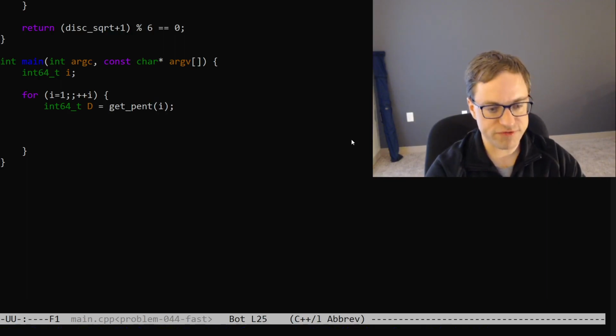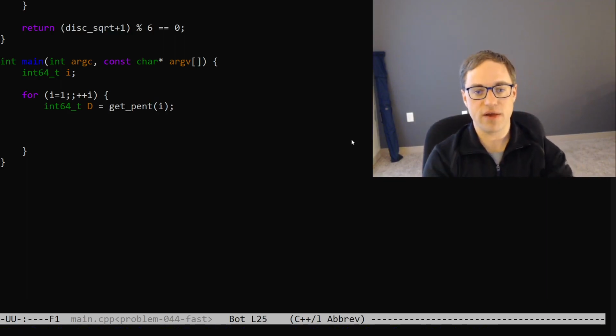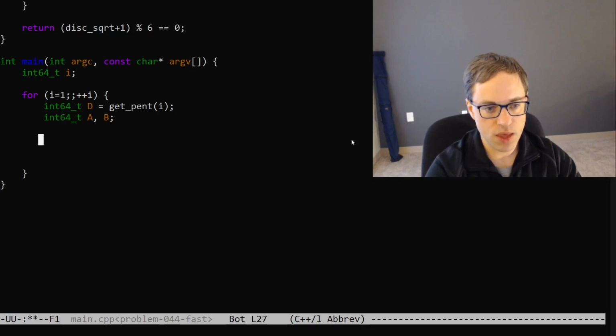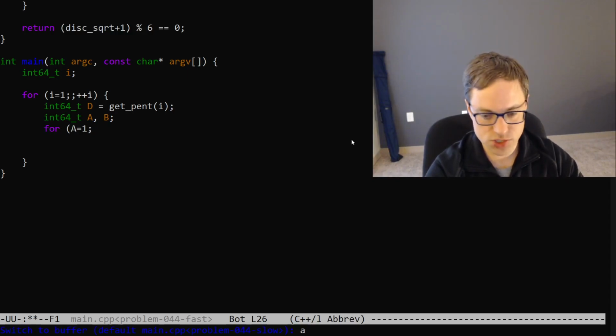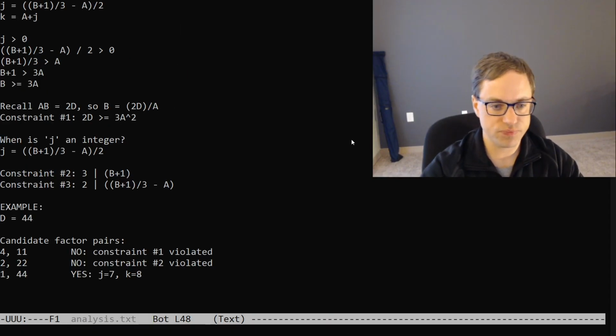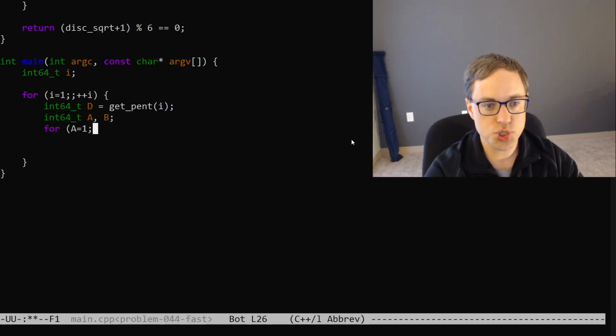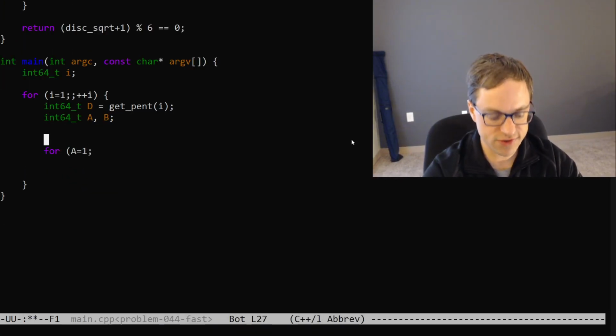And then we're going to want to find the factor pairs of d. So let's say int64_t a, b. And we'll say for a is equal to 1. And now let's take a look at our first constraint. So going back to our notes, our first constraint here is this one here. Let's just copy this over to our code for easy reference.